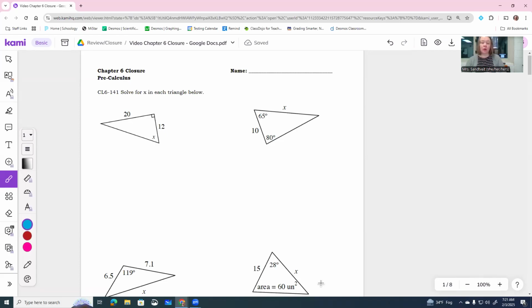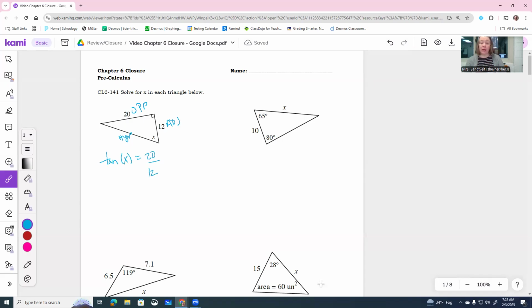This is a right triangle. I want to find x. 20 is opposite x. 12 is adjacent to x, right? The side across from the right angle is the hypotenuse. So how do adjacent and opposite relate to the x? Those are tangent. So the tangent of angle x equals 20 over 12.